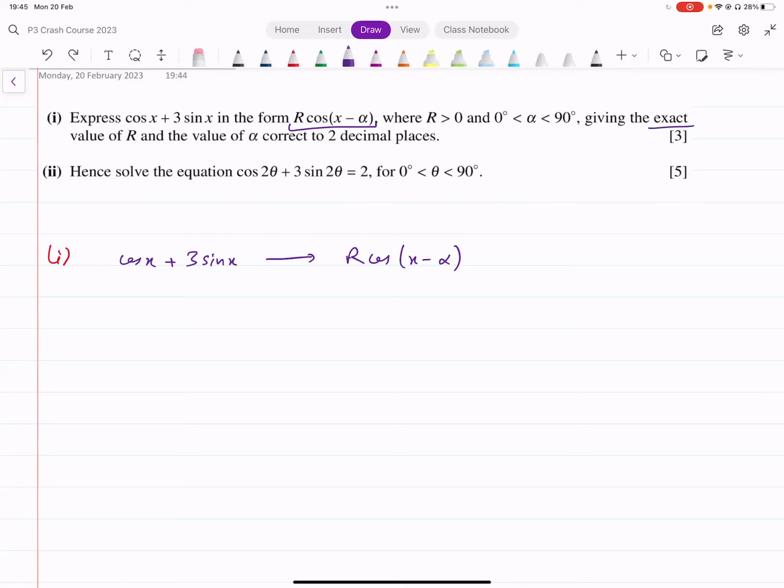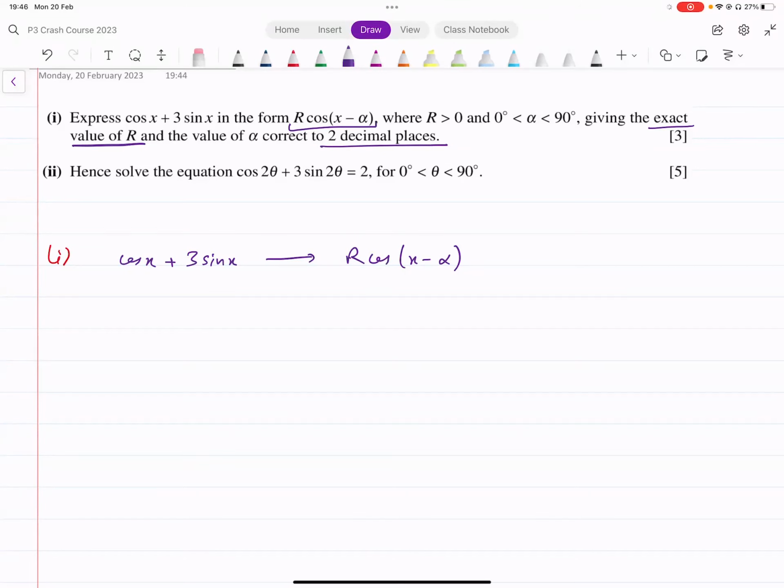You need the exact value of r. That's an instruction that often comes in these problems. They often ask you for the exact value of r. Okay, so you have to give an exact value, and the value of alpha corrected to 2 decimal places. Now, 2 decimal places means exactly 2 decimal places. Whenever such an instruction is given in the question, you have to make sure that you follow that. You can't write 3 decimals here. You can't write 1 decimal. It has to be exactly 2.